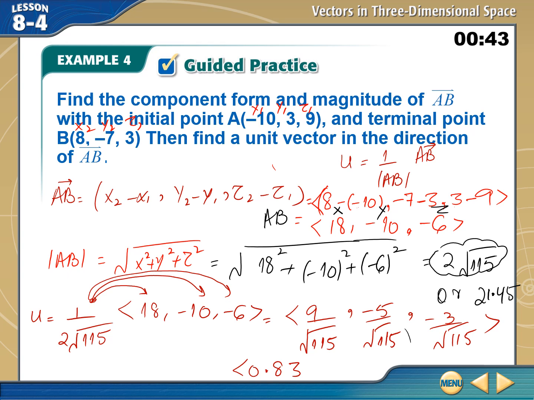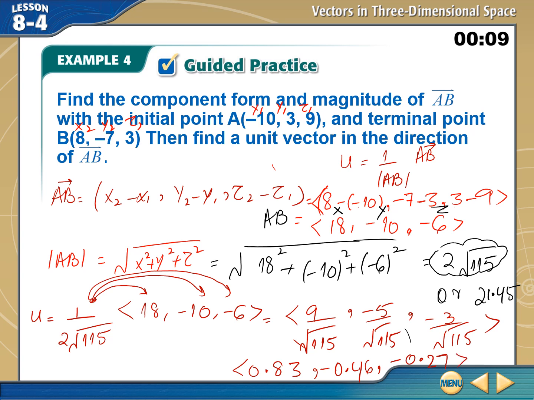So it will be negative 0.466, 66 or 67 or 77, write it down. Okay, I'm not rounding off. And then the last is negative 6. So it gives us negative 0.279, so negative 0.279 or 28 or 27. Okay, so this is how we will solve our unit vector.